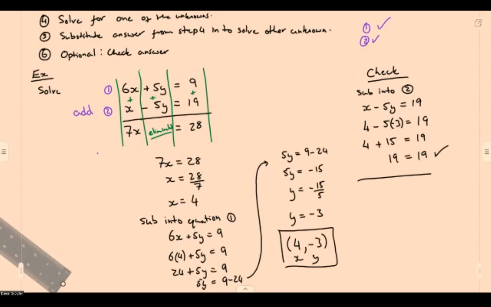If, for argument's sake, okay, don't copy this, if for argument's sake I've got x equals 3 and y equals 7, okay, I'll do 3 minus 35, which equals minus 32, and that doesn't equal 19, so something's gone wrong.